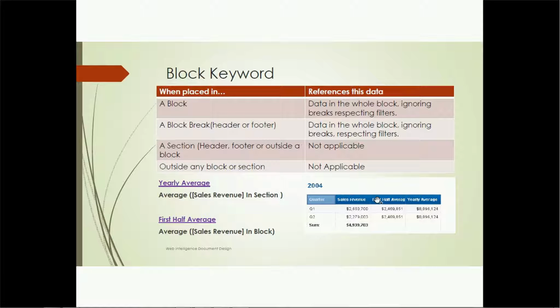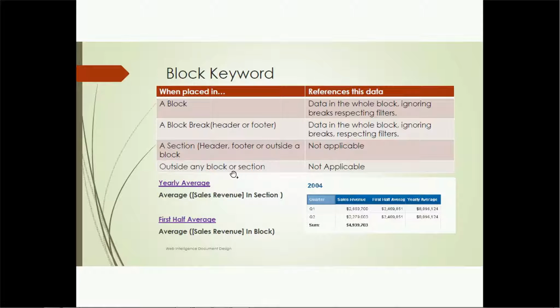Then coming to the block keyword. Suppose we use average of sales revenue in section, average of sales revenue in a block. When we place it in a block, it will give the data in the whole block, ignoring breaks and respecting filters. In a block break, header or footer, it gives data in the whole block, ignoring breaks and respecting filters.